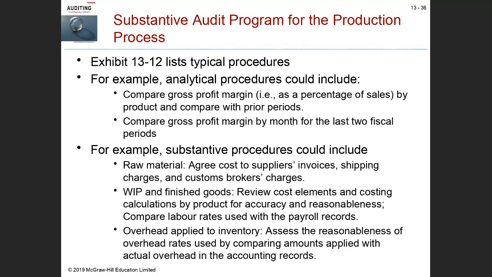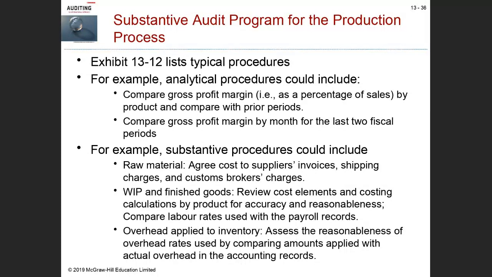Well, for raw material inventory, it says agree to supplier invoices, right? So what's the actual cost of the inventory? Well, go look at the invoice from the supplier, right? If our costing records say the cost is $10 per item, we should be able to go to a supplier's invoice and see where we've been billed $10 per item. So we're tracing to the actual source document, right? These are tests of detail.